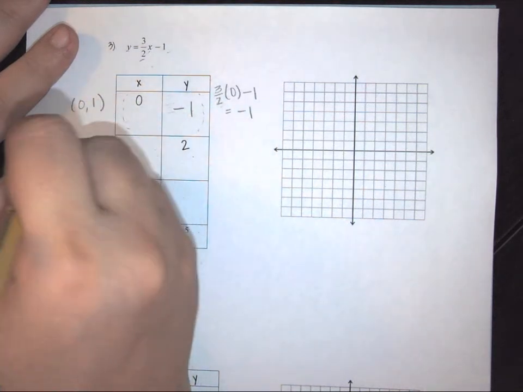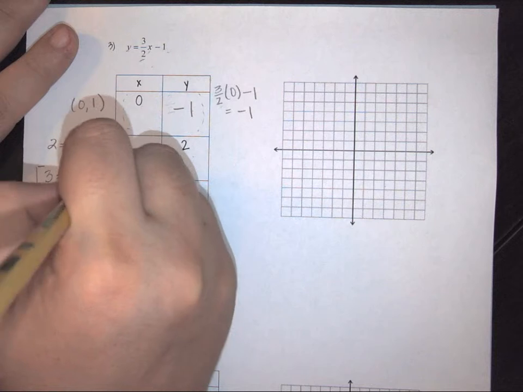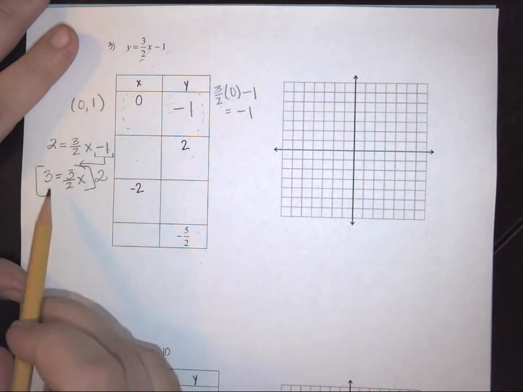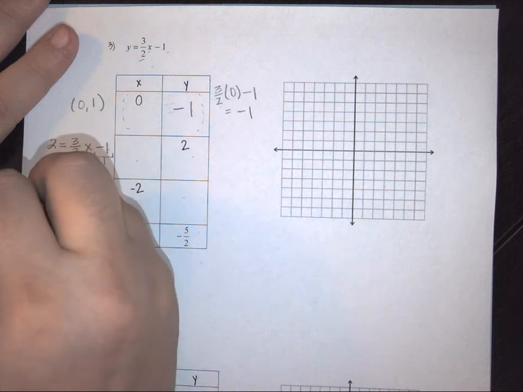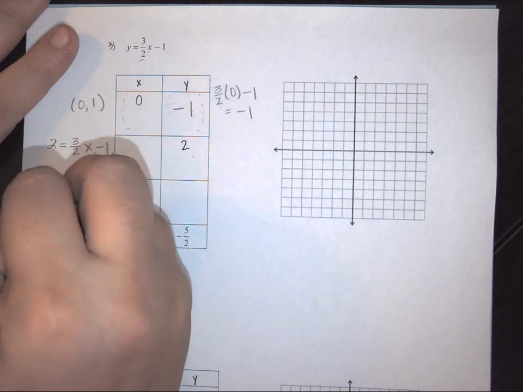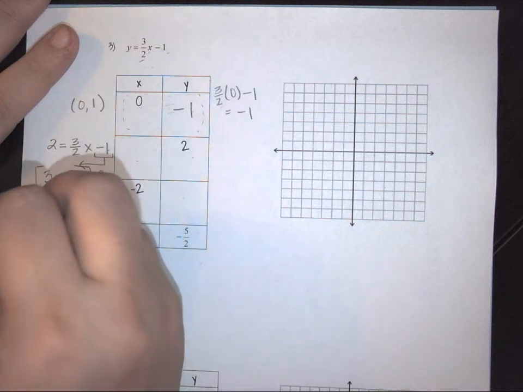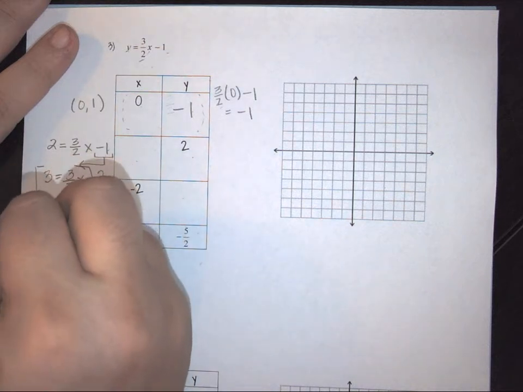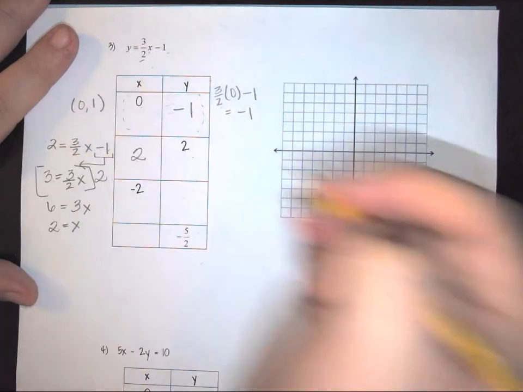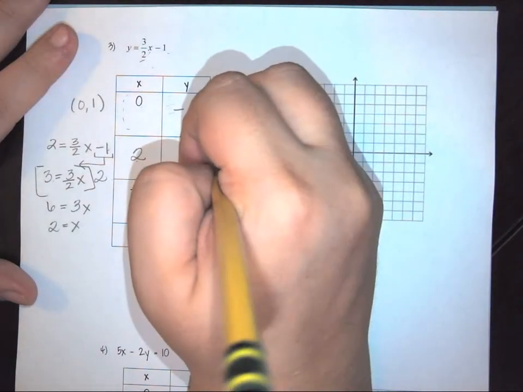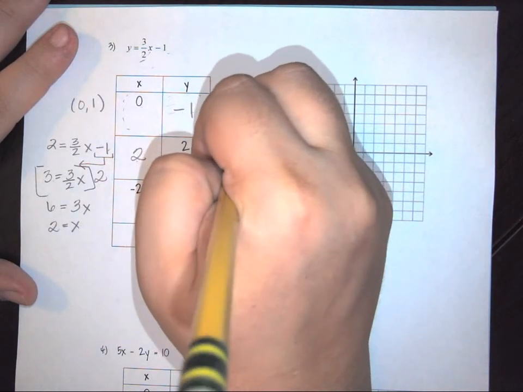I need to multiply my whole thing here by 2, which gets rid of my denominator. So 3 times 2 is going to give me 6, and that leaves me with 3x. Divide everything by 3 and we end up with 2 equals x. So this is a 2. It means my second coordinate point here is going to be at the point 2, 2.